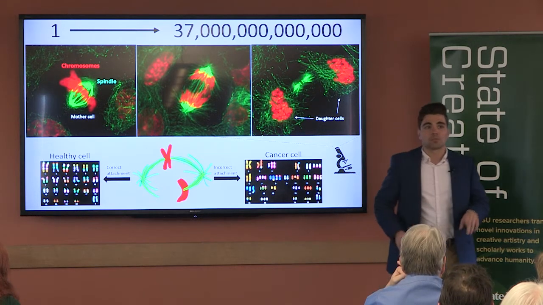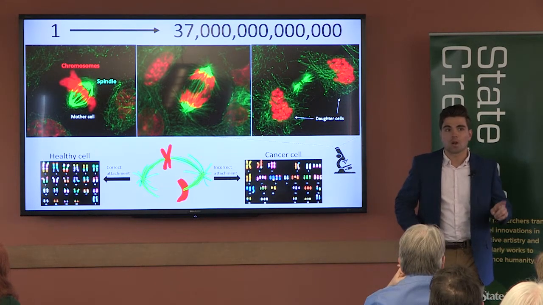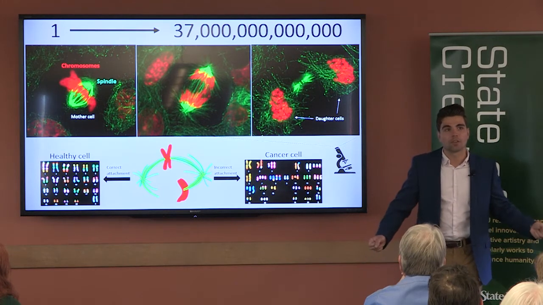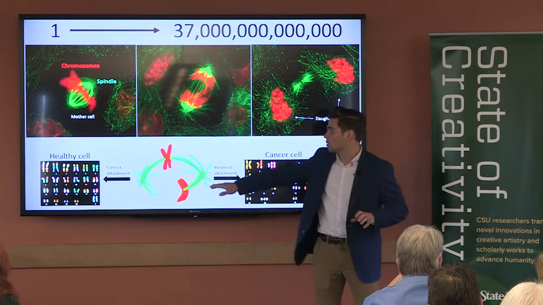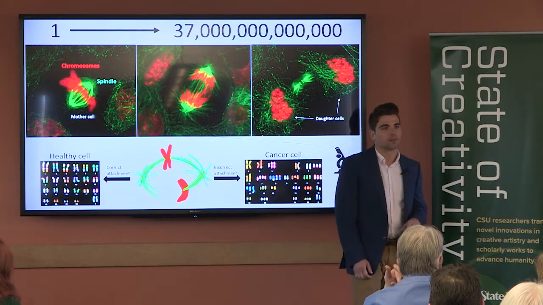The strength of these attachments is particularly important. If they're not strong enough, the chromosome won't be able to hang on to the spindle and won't be able to move with it. And if they're too strong, it won't be able to reverse incorrect attachments like the one that I talked to you about earlier.